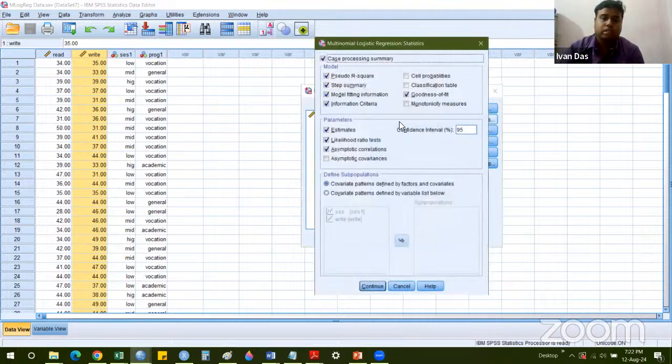Just click on statistics. Nothing to change. This is how it will be presented to you. Make sure you have these things clicked: pseudo R square, model fit information, and step summary. This will be the basic setup by default, and make sure you have the clicks over here. Please note it down. All right.